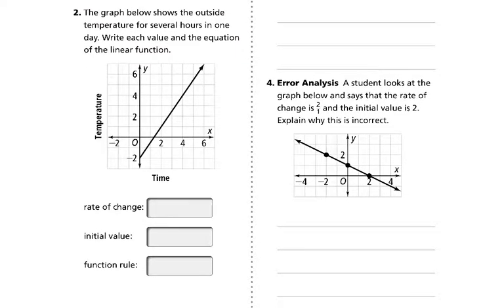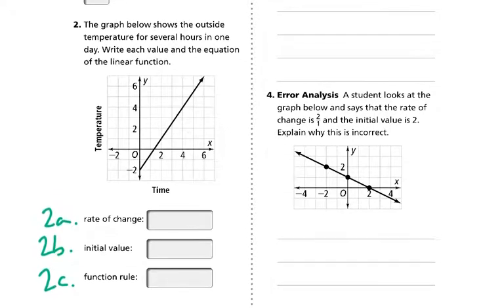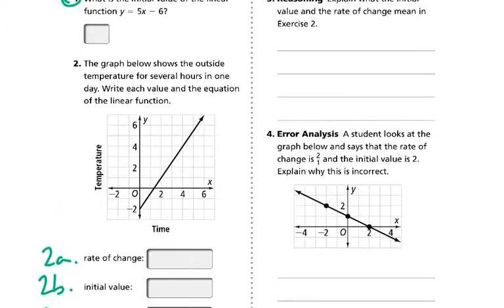So number 2, you have the graph here. So I'm going to have on Google 2A, 2B, and 2C that you will need to answer on Google. So you're finding the rate of change, the initial value, and the function rule. So write those down on your paper, and then you can put them into Google.